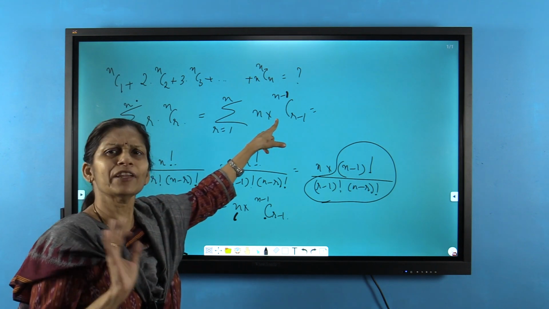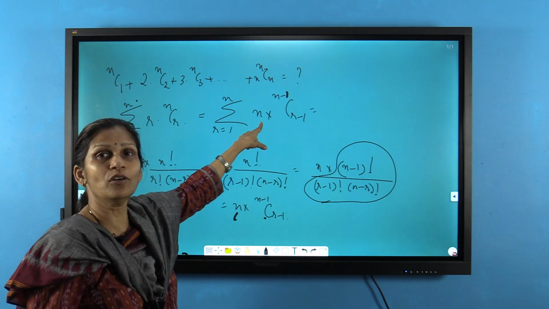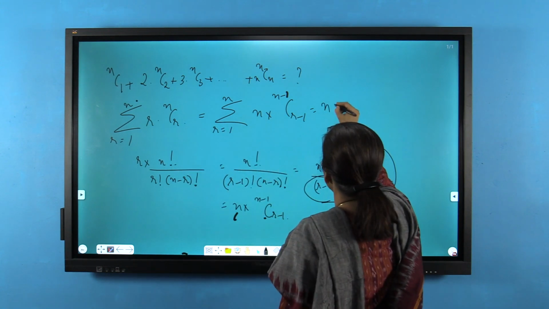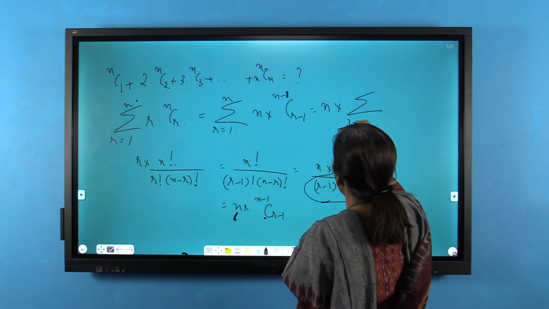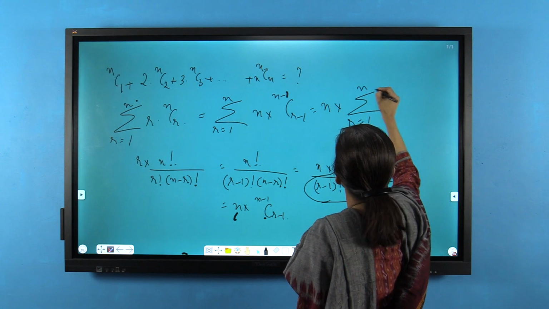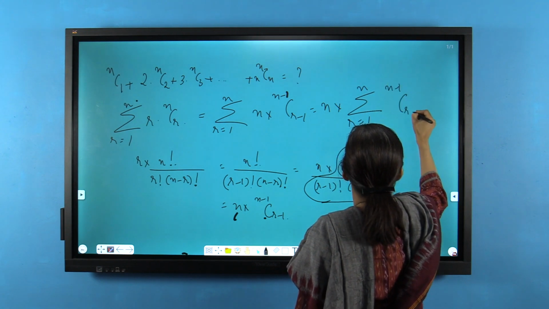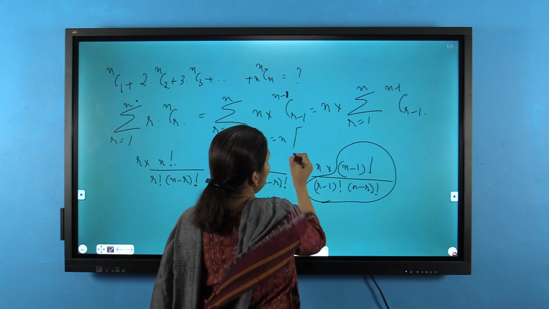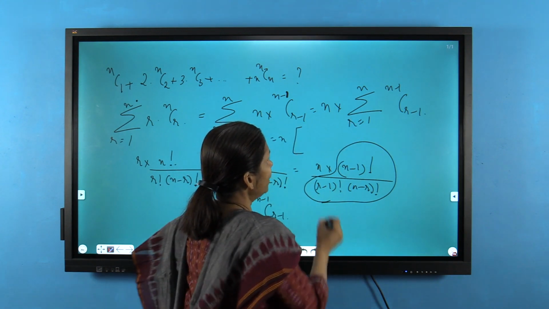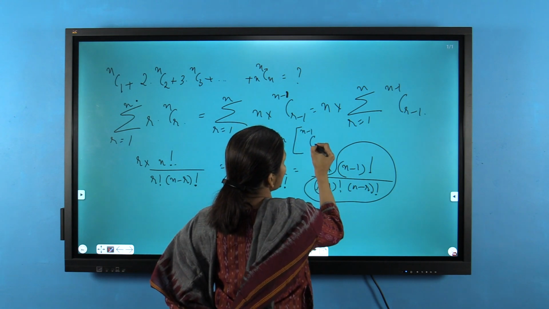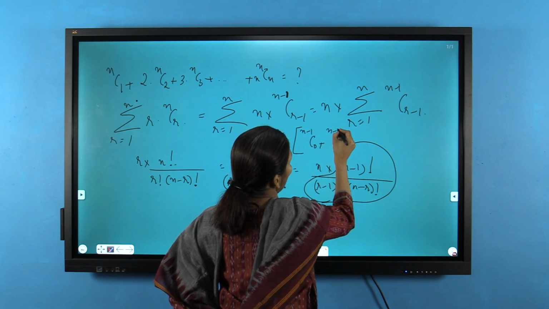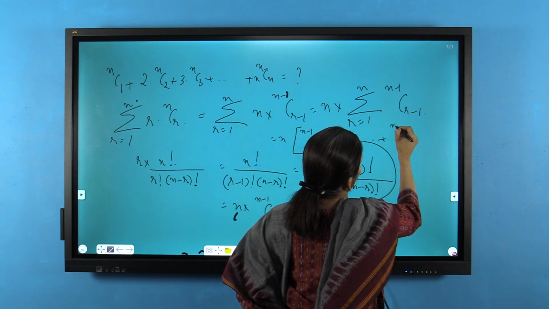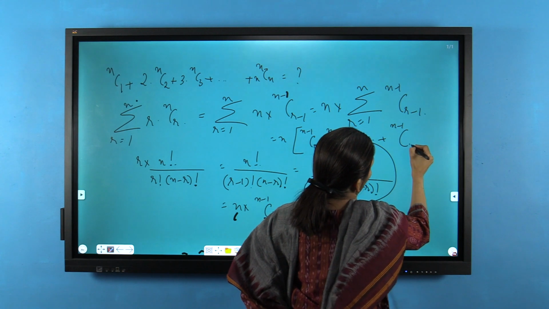Now, here you should understand that with respect to the sigma, the variable is r. Everything else is a constant, n is a constant. So, constants can be taken outside the sigma. What would you have? n into sigma r is equal to 1 to n, n minus 1 C r minus 1. Okay, so what is that? It is n into, varying r from 1 to n, you have n minus 1 C 0 plus n minus 1 C 1, r equal to 2 is that, plus etc. n minus 1 C n minus 1.